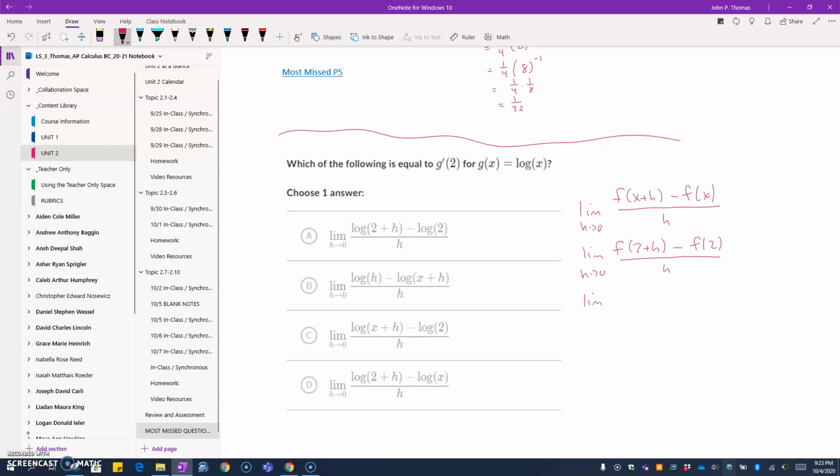Alright, now I'm going to adjust it for the function that's in play on this one, which is log. So we have log of 2 plus h minus log of 2 all over h. Log of 2 doesn't simplify at all, so I'm going to look and see if I've got this as any of my choices. And it appears as though choice A does match up with that perfectly. Alright, so that is the answer for our derivative at 2. And again, this is just to reinforce that limit definition and being comfortable with that structure.